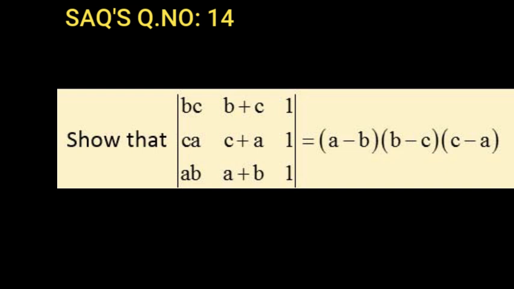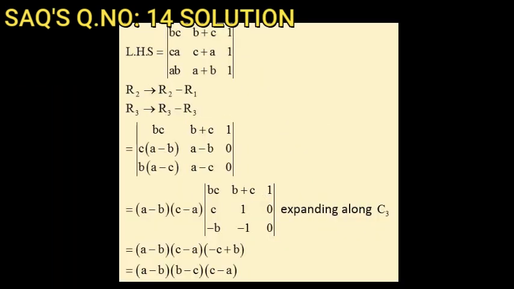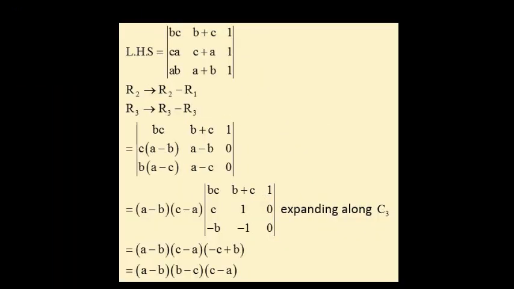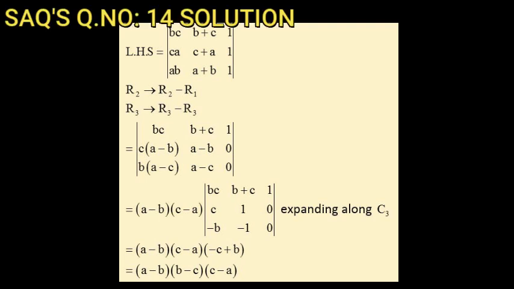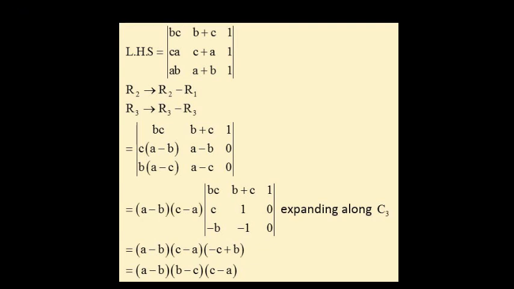Show that det of [BC, B+C, 1; CA, C+A, 1; AB, A+B, 1] is equal to (A-B)(B-C)(C-A). Okay, we consider the LHS and then we prove the RHS. First we consider the given determinant: BC, B+C, 1; CA, C+A, 1; AB, A+B, 1. We observe that in the last column there are 3 ones.